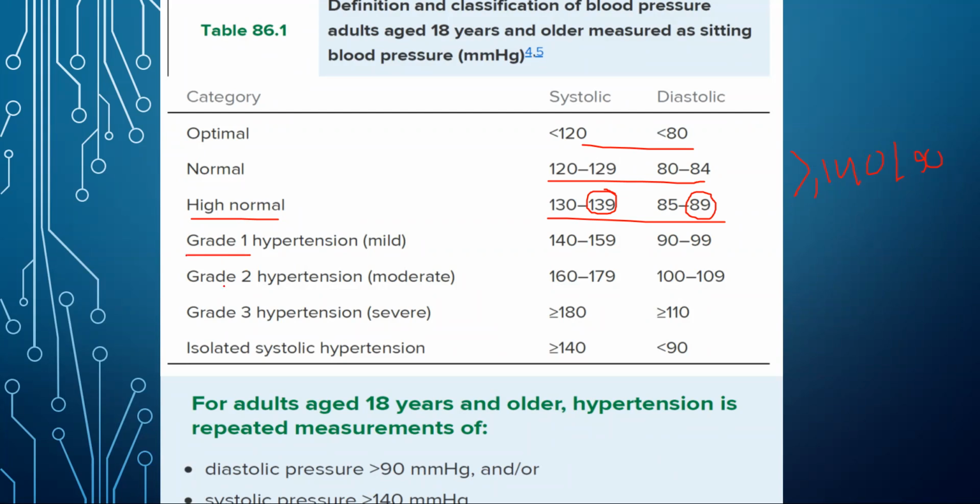So hypertension is divided into grade 1, 2, and 3 based on systolic and diastolic blood pressure. If systolic is up to 159 and diastolic 99, that's grade 1. 160 to 179 by 100 to 109 diastolic, that's grade 2. And more than 180 by 110, that's grade 3. Now you don't need to remember all of it, but at least know what hypertension is. And if you can, just remember the mild, moderate, and severe values.